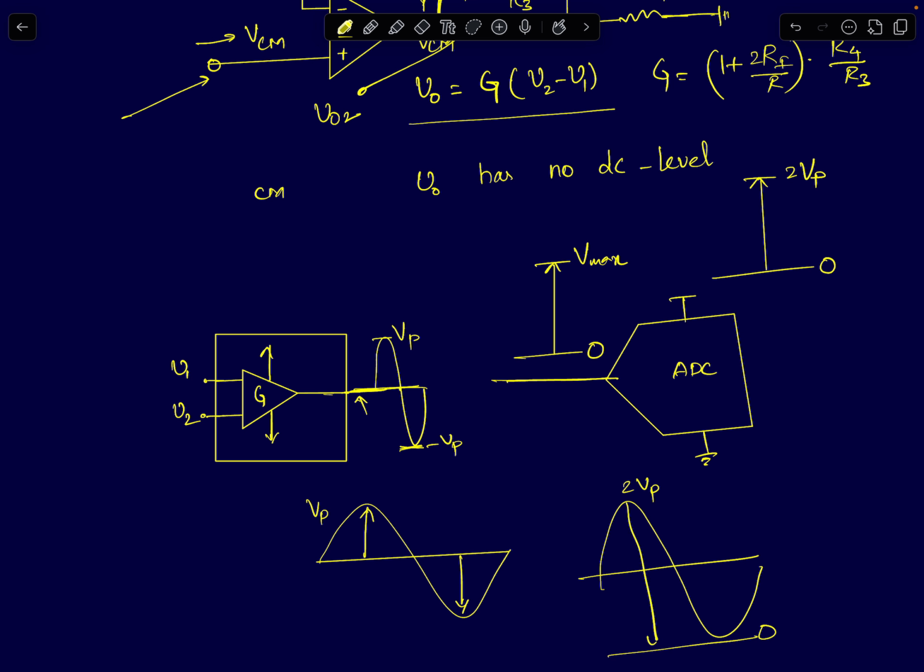Okay, so that it is always positive. And that is by adding a fixed DC voltage to the output of your instrumentation amplifier. I may have to do that. If I have to feed it to an ADC, then I may have to do this. Now, how do I do that? How do I accomplish that?